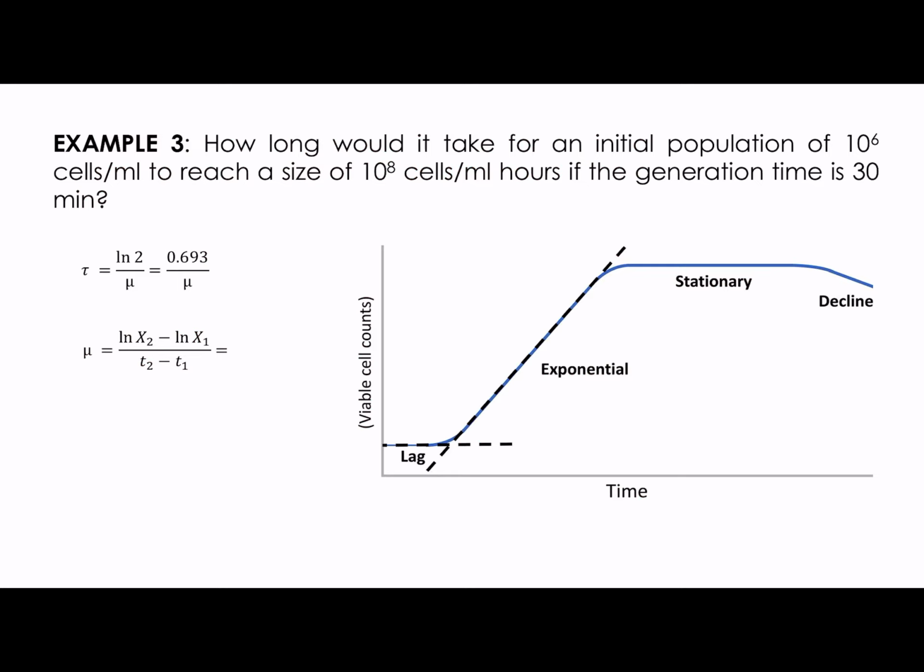So let's look at a final example. How long would it take for an initial population of 10 raised to power 6 cells? What does this stand for? That would be x1. To reach a size, what would this be? That would be your x2. If the generation time is 30 minutes, that would be our tau. So we take note of what we've got and then we try and look for what we don't have.